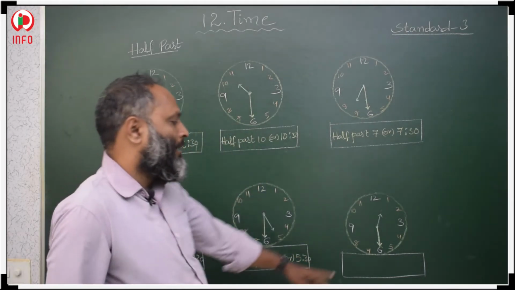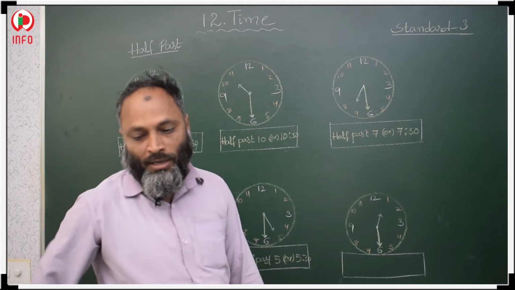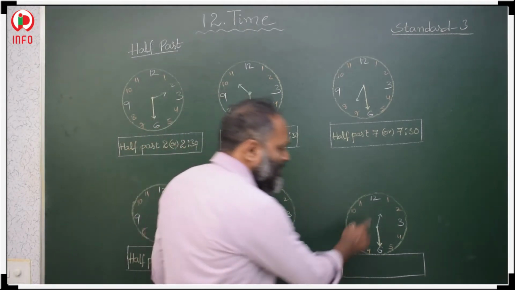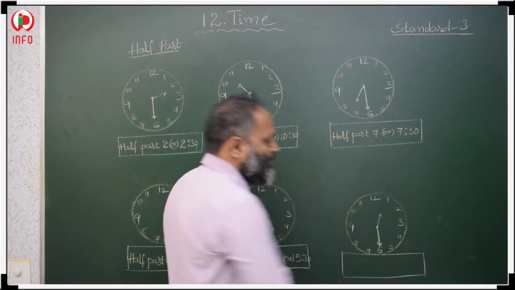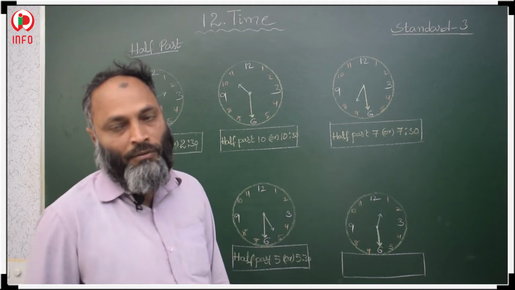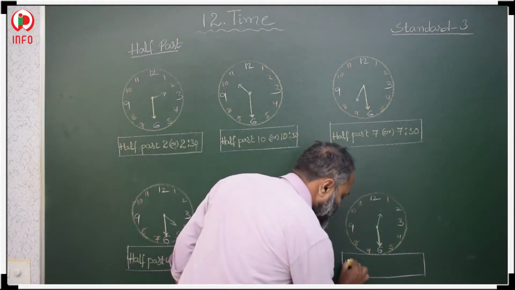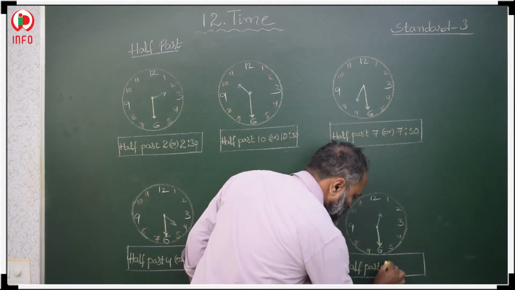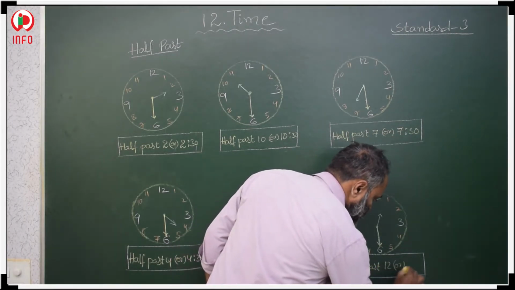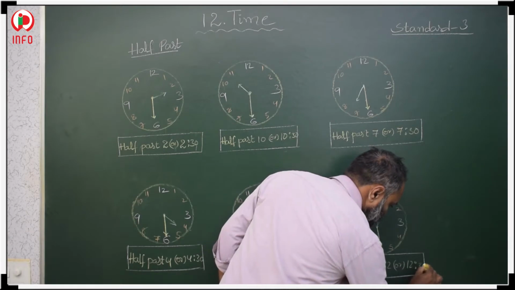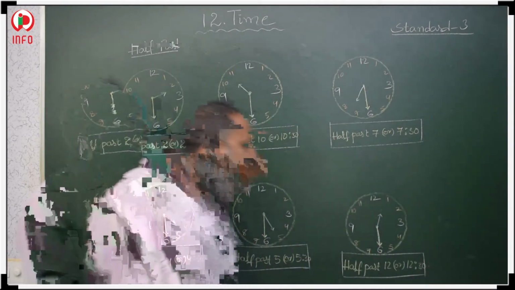Okay. Here half past 12. It is in between 12 and 1. So the first one, 12, we have to take. Half past 12, or 12:30. This is about half past.